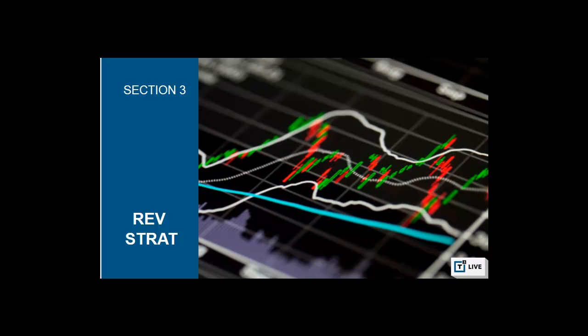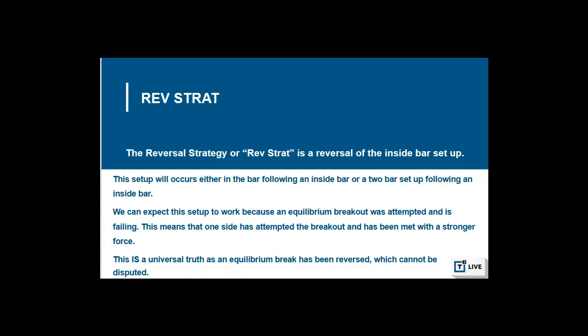Section 3. The rev strat. The reversal strategy, or as we call it to abbreviate it, the rev strat, is a reversal of the inside bar setup. This setup occurs either in the bar following an inside bar or a 2-bar setup following an inside bar. We can expect this setup to work because an equilibrium breakout was attempted and is failing. This means that one side has attempted the breakout and has been met with a stronger force. This is a universal truth, as an equilibrium break has been reversed, which cannot be disputed. This can be very powerful, and some people choose to only trade this setup because of its power.